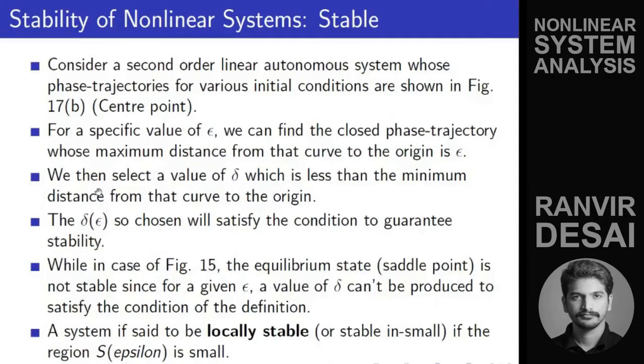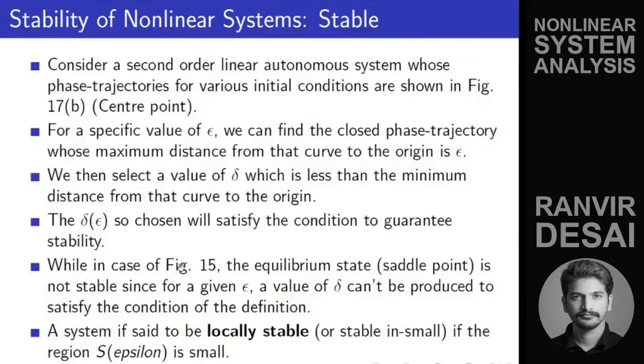We then select a value delta which is less than the minimum distance from the curve to the origin. What is this minimum distance? If it is an ellipse, we take the shorter radius, and we take a delta less than that. The delta, depending on epsilon, so chosen will satisfy the condition to guarantee the stability. So this is a design procedure that we do for a particular system.